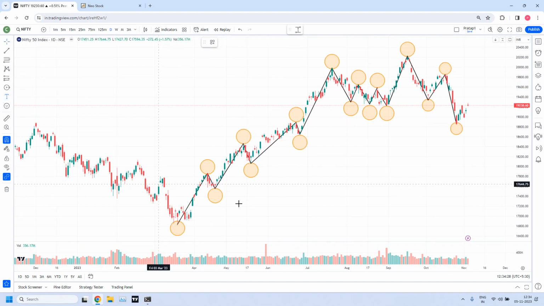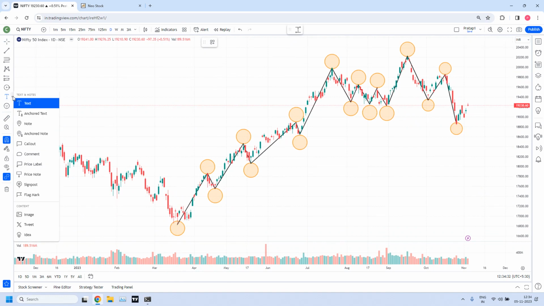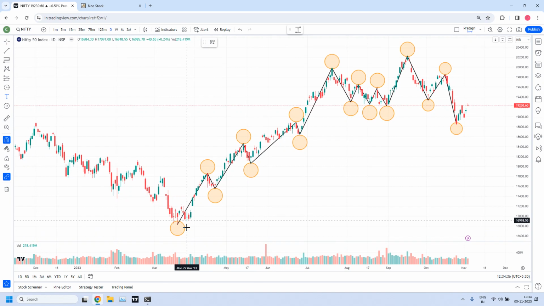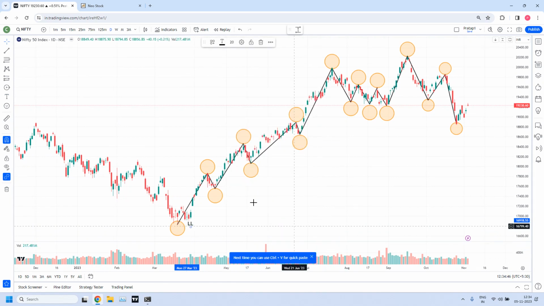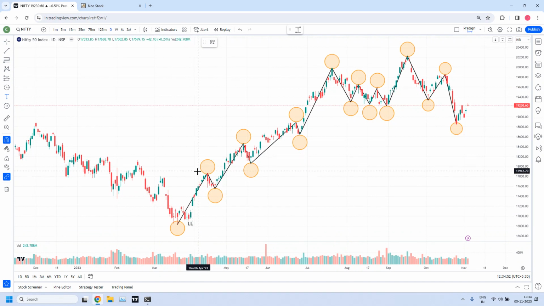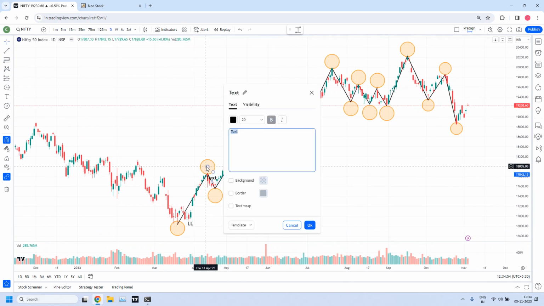So let me mark this text. There is a text tool here. You can select this text and then click. You can mark lower low, LL, and again select the text, and this is higher high.